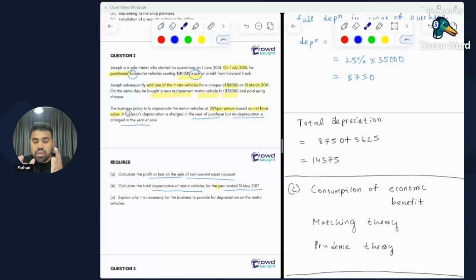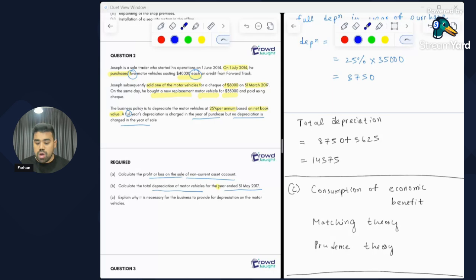And when we're using this motor vehicle in our business, it's helping us generate more revenue. We do not just buy non-current assets. We buy non-current assets because of the economic benefit that we can consume, which helps us generate more revenue. And that more revenue, which is being generated, also helps us calculate the profit. Therefore, the profit under the matching theory is simply the difference between revenues earned and the expenses incurred. And this is one of the reasons for why we depreciate.